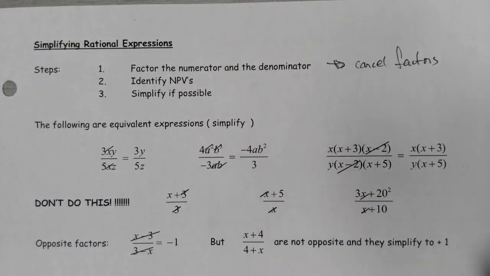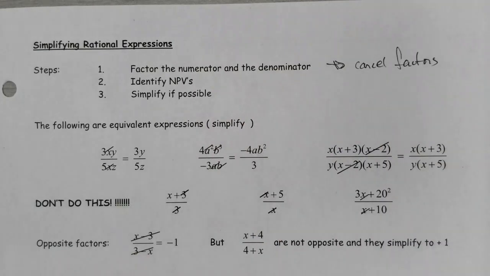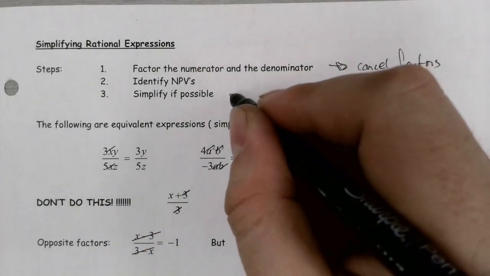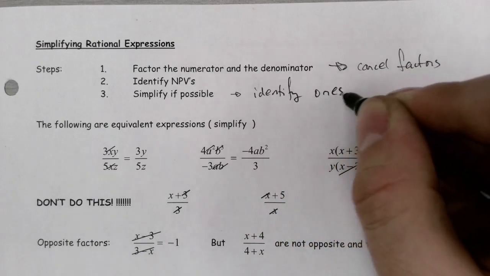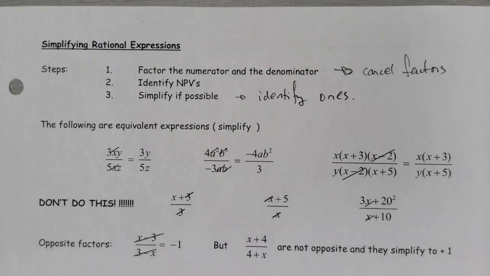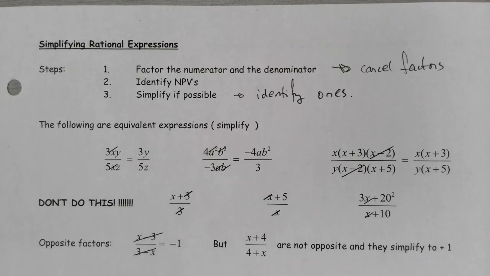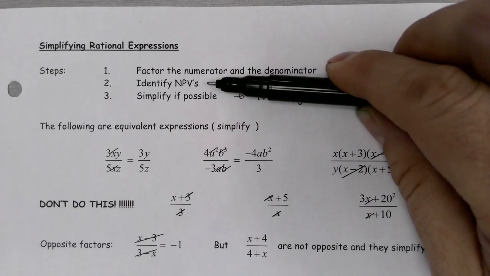So if it's not written in factored form, then you really can't do this. Then we're going to identify the non-permissible values, because we want to do that before we ultimately simplify the expression. Then we're going to simplify if possible. What we mean by simplifying here is we are going to identify ones. Remember, 3 divided by 3 is 1. 10 divided by 10 is 1. X divided by x is going to be 1 so long as x isn't equal to 0. And that is going to be dealt with when we deal with the non-permissible values.